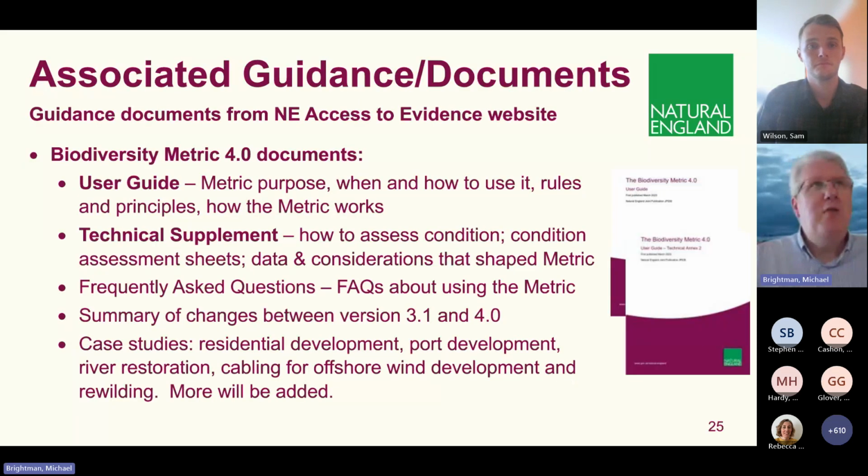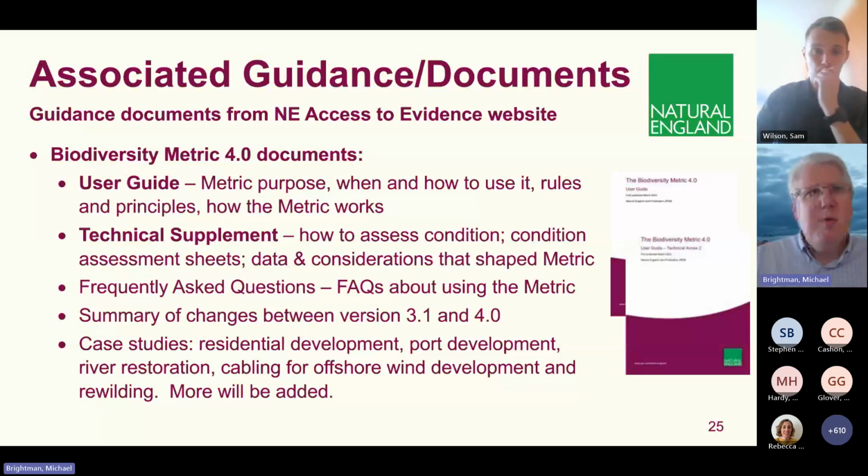On that same web page are a number of associated guidance documents, and the equivalent for the statutory metric will be made available at the time as well. There's a user guide that must be used in conjunction with the metric. There's a technical supplement which includes the condition assessment sheets that are necessary and are particular to the metric, alongside frequently asked questions, a summary of changes, and a number of case studies. These case studies will be added to over time until there's quite a long list available there.